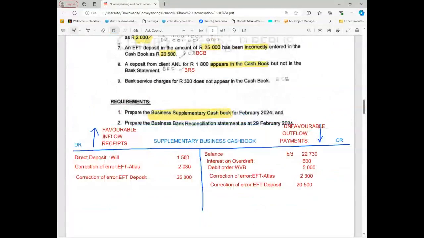Now, can we go to number 9? Bank charges. Before looking, where do we normally see bank charges? Which document? On the bank statement. So we know there's no chance we're going to record it in the bank reconciliation statement, because bank charges already appear on the bank statement. Then we go to the cash book, because it does not appear in the cash book. So we must go to the cash book.